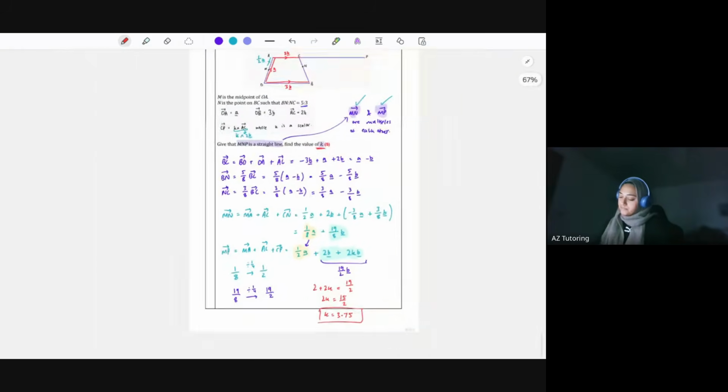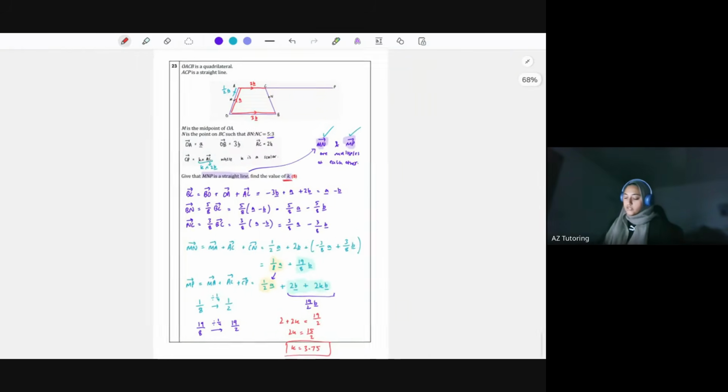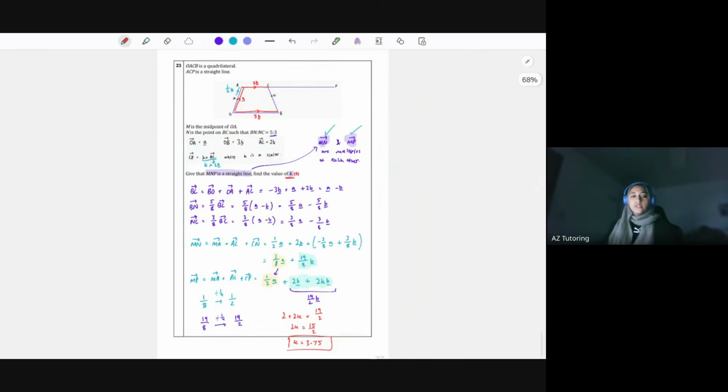And that's our answer. So that's question 23, a vectors question. It was a bit of a tricky one, but if you understand what the question has given you, you can use those facts to help you eventually get to the answer.